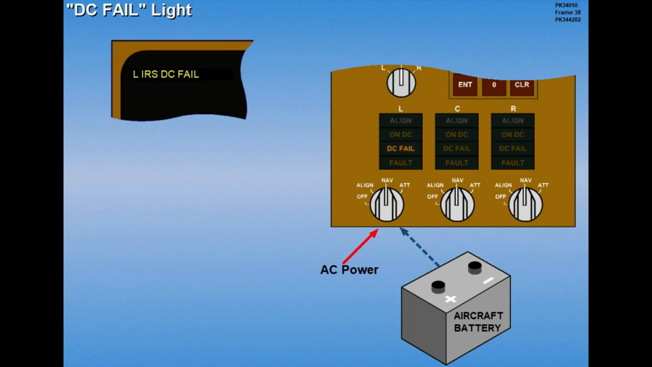The DC fail light and associated ICAS message indicates the respective IRS has lost its backup power source, but is still operating normally on AC power. When battery power to the respective IRS is restored, the ICAS message is removed and the DC fail light extinguishes.